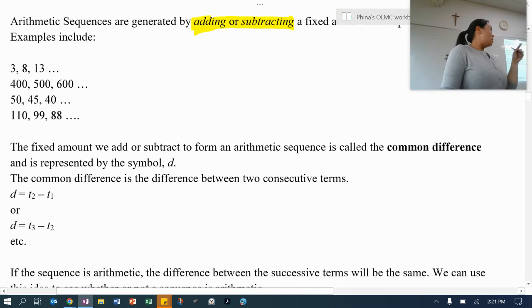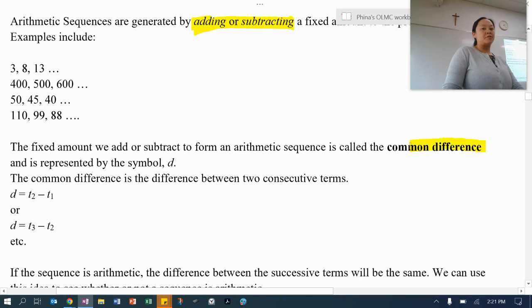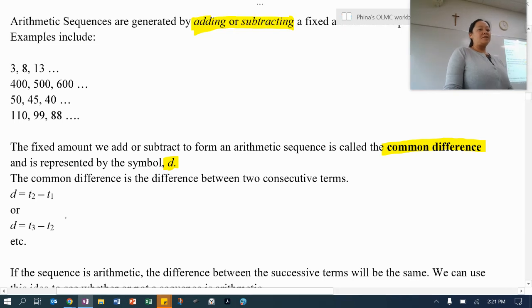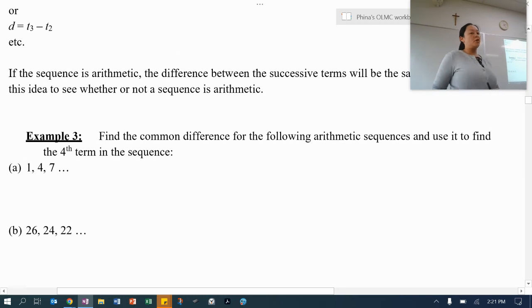So that amount that we're going to calculate is what we call, and you highlight this please, the common difference. The letter D represents that difference between each number. Whatever number you're adding on or subtracting each time is called the common difference, okay? To work it out, you look at two terms that are next to each other and you subtract the earlier one from the later one. I'll show you what I mean. Down here, it says find the common difference for the following arithmetic sequences and use it to find the fourth term in the sequence.